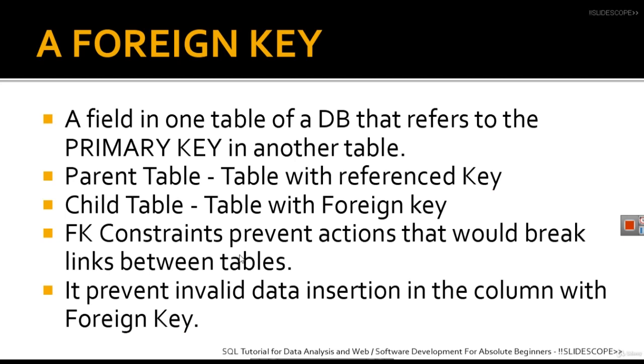So a foreign key constraint prevents actions that would break links between tables, and it prevents invalid data insertion in the column with the foreign key. You know that in hotel ID we can have only integer values. In our case, we have set the primary key for hotel ID in such a way that it will have only integer values. So we cannot enter string values there. We cannot enter ABC, or a hotel name or anything; we'll be able to insert only integer values there.